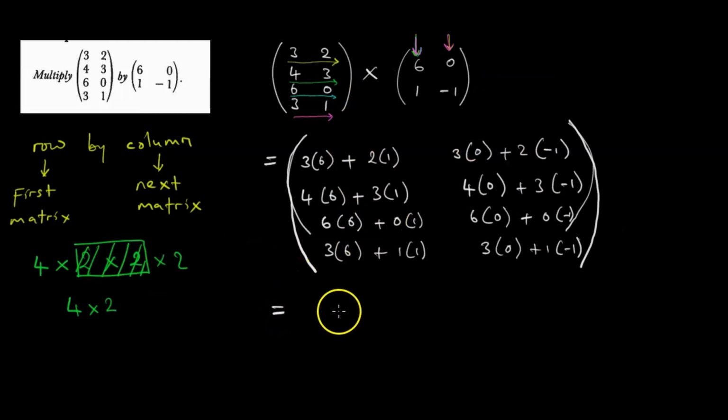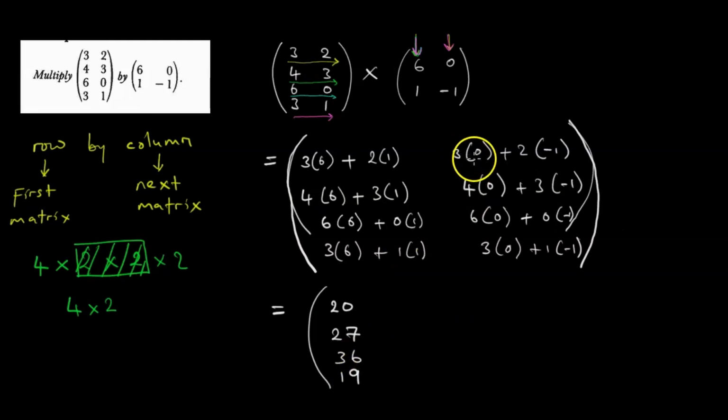So our final answer is going to be equal to what? 3 times 6, 6 times 3 is 18, plus 2 times 1, it's 18 plus 2, which is 20. Then 6 times 4, 6 times 4 is 24, plus 3, that's 27. 6 times 6 is 36, plus 0, that's 36. And 6 times 3 is 18, plus 1, is 19.